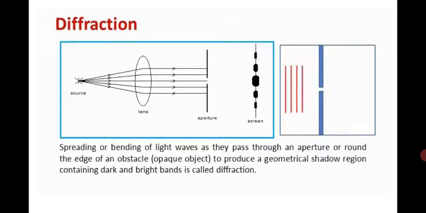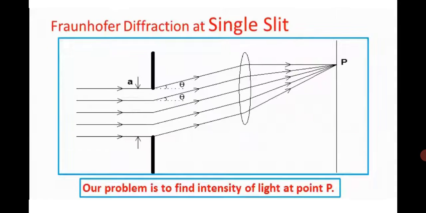But in Fraunhofer diffraction, there is a plane wavefront, meaning rays are parallel to each other, and the distance is infinite. Coherent sources are generally considered. Diffraction is the spreading or bending of light waves as they pass through an aperture or round the edge of an obstacle to produce a geometrical shadow region containing dark and bright bands.